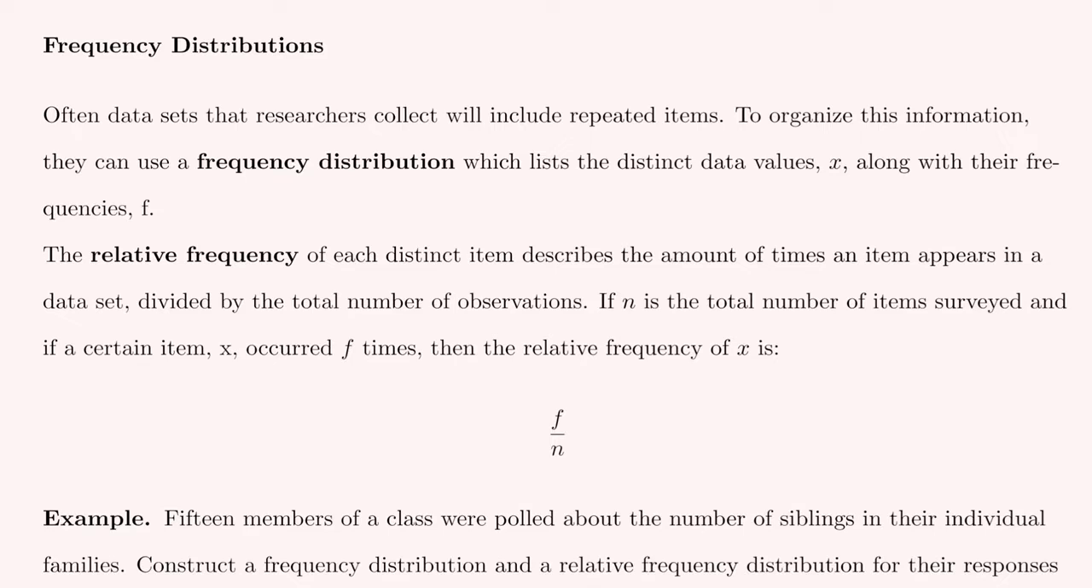One way we can organize data is through frequency distributions. The goal of a frequency distribution is to tell us how often a particular data item repeats in the data set. So we will list the data values, x, and then next to it in a t-chart we'll list how many times they occur, which is their frequency, f.